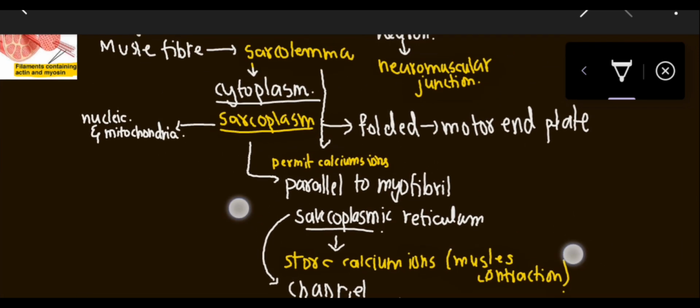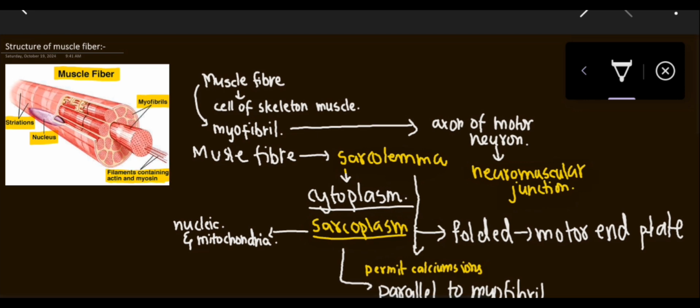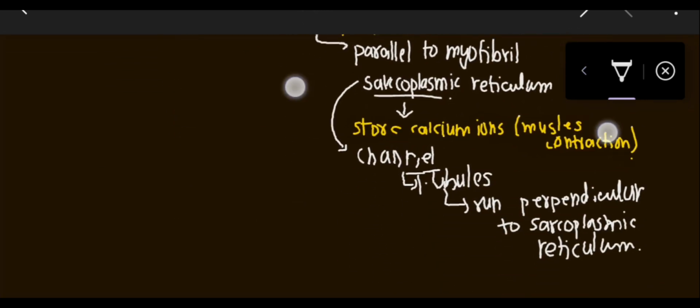So this was all about the muscle fiber, the function of sarcolemma, sarcoplasmic reticulum, T tubules, myofibrils, and the neuromuscular junction, their function. So I hope this is pretty clear to you guys.